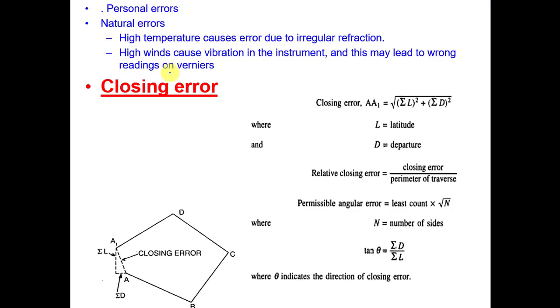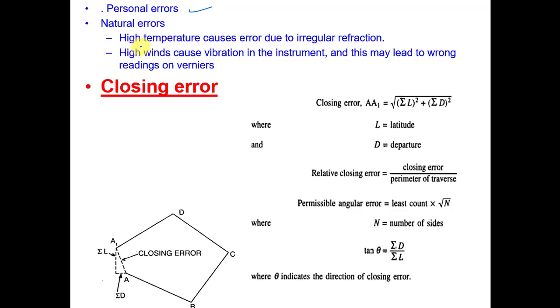We also have a different error, like personal error. If you are not able to read your angle correctly, or you don't have an understanding of the instrument, then you will definitely make some error, and that error is known as personal error. The third portion is related to natural conditions, and these are classified as natural errors.